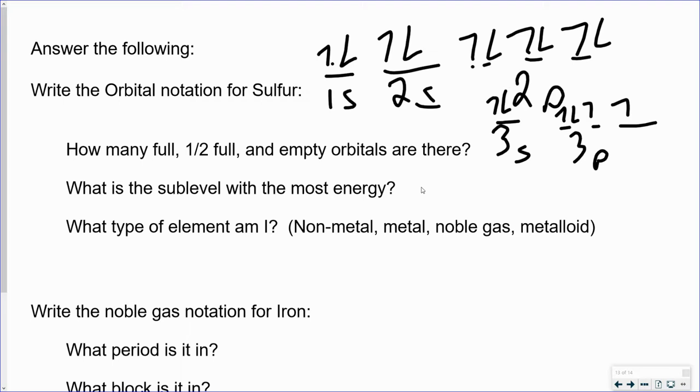3, 2, and 1. So how many full ones do we have? We have 1, 2, 3, 4, 5, 6, 7. We have 7 full ones. We have 2 half full, and we have 0 empties. What's the highest sublevel? Or what's the sublevel with the most energy? That is 3p. And what type of element am I? I am a non-metal.